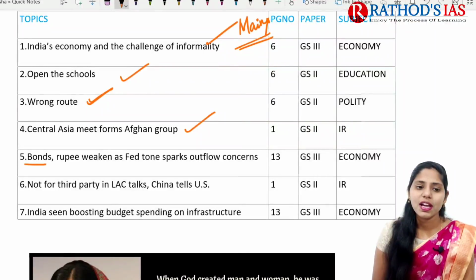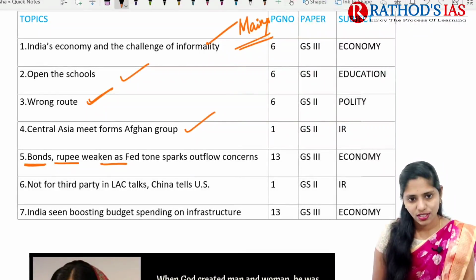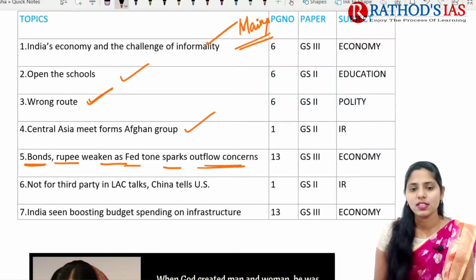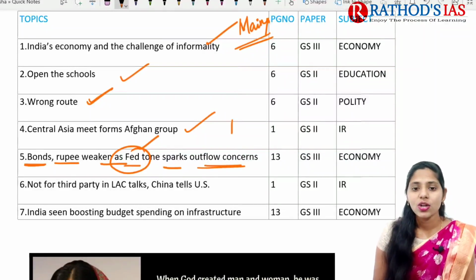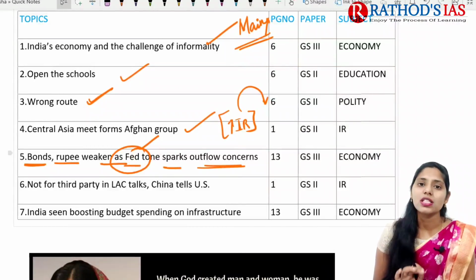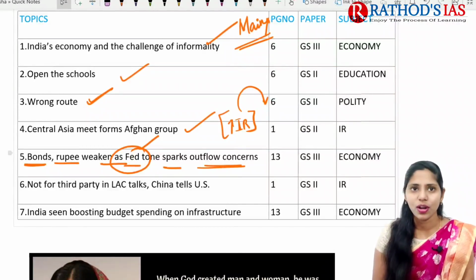And the next topic is regarding bonds: Rupee weakens as US Federal Reserve's tone sparks outflow concerns. Recently the US Federal Reserve decided to increase interest rates. Because of the increase in interest rates, there will be an impact on emerging countries, for example India. We are going to see that. This concept is very important from your economy point of view. You need to understand the concept here.